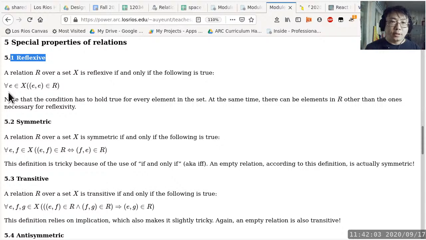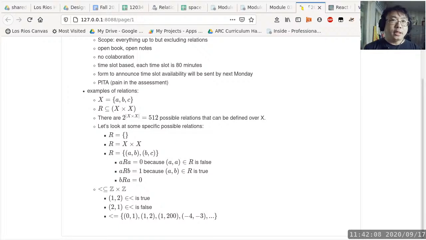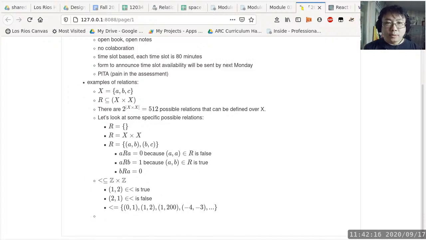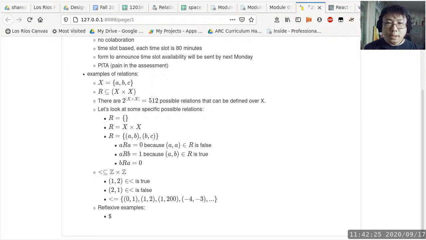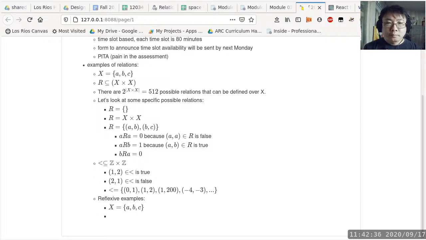All right, so let's take a look at a few examples. You can use your own browser to stay on the page where you can see the definition of reflexive, and I'll work on some examples. First of all, we have to define X, the set the relation is defined over, and we'll just use {a, b, c} to keep things simple. Now we start to define relations, and you can tell me whether that relation is reflexive or not.